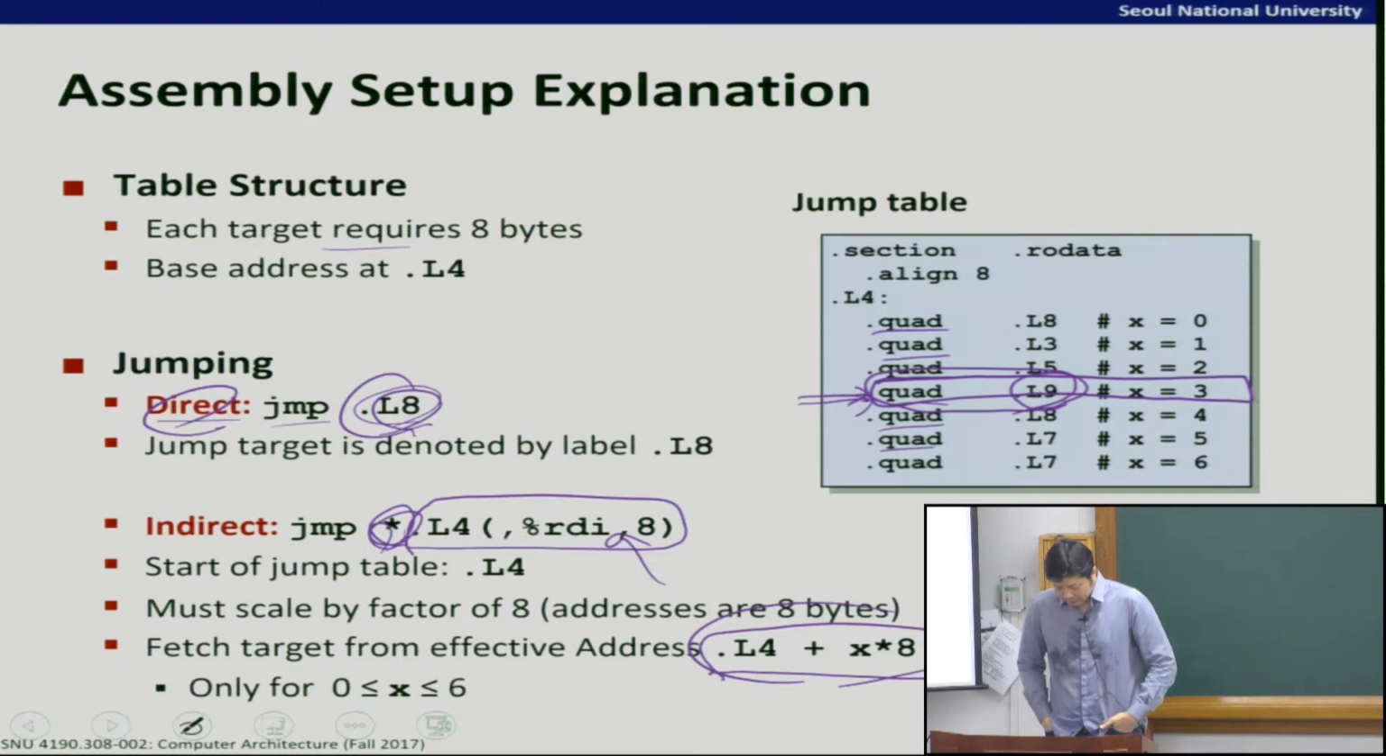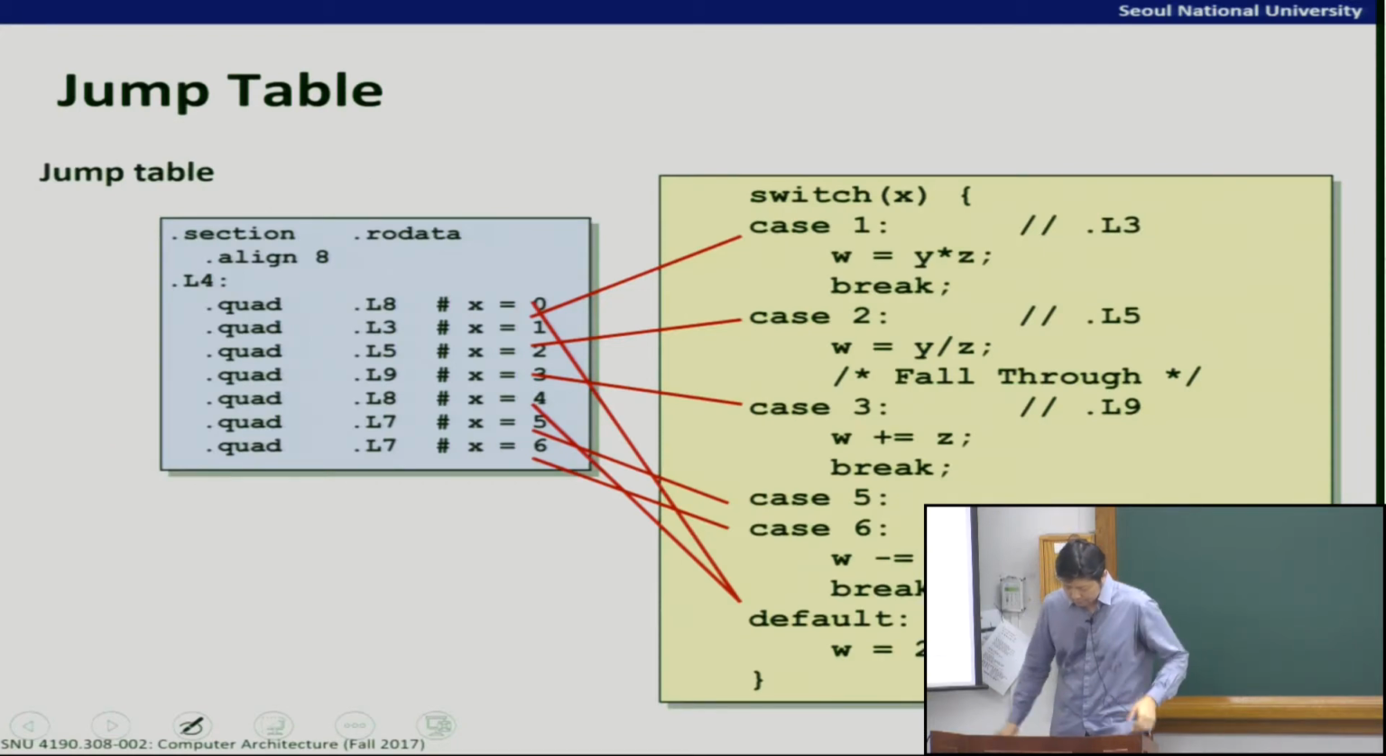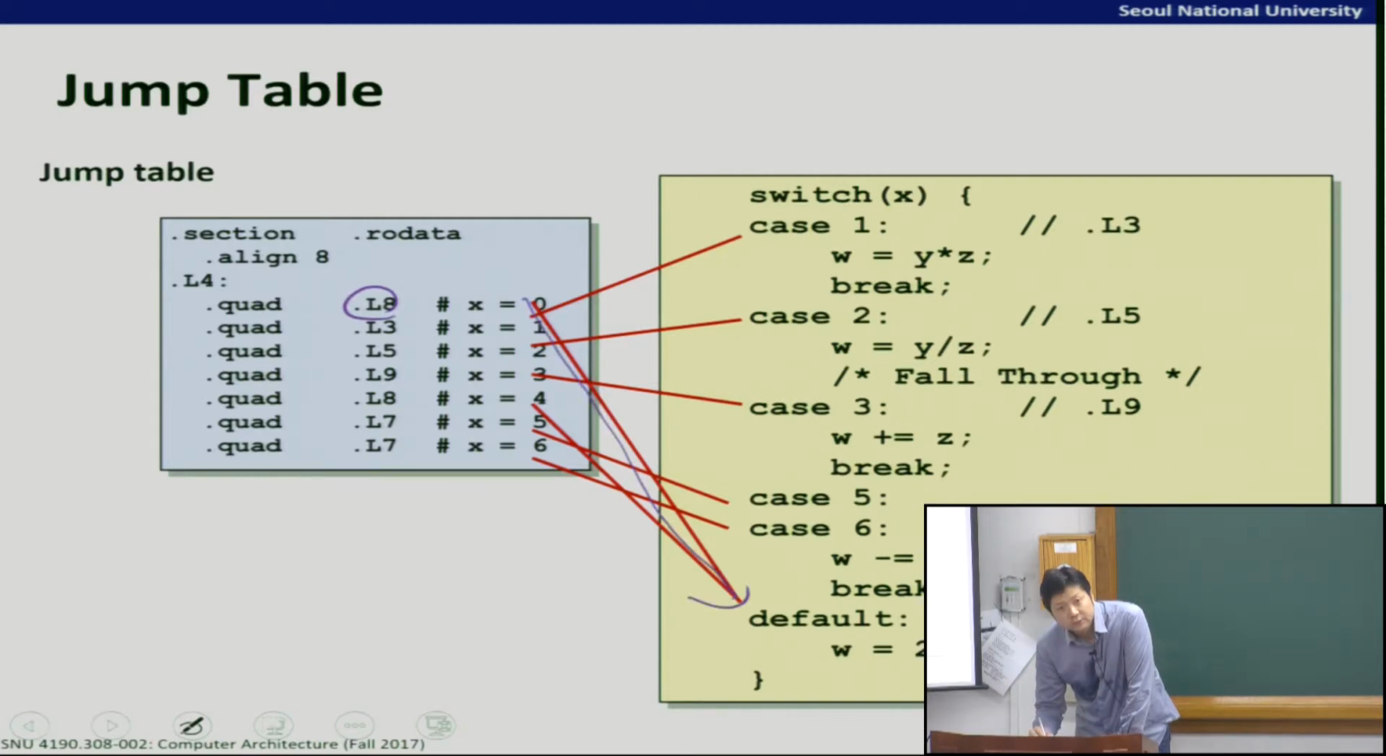So that's the difference between direct and indirect jump. So here is the jump table. Here, we actually have 7 entries. It'll be mapped like this. So case number 0, because we don't actually have case 0 here, this one simply goes to default, right?